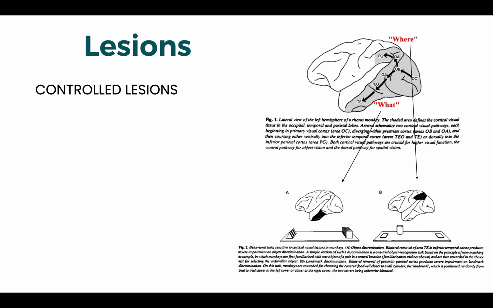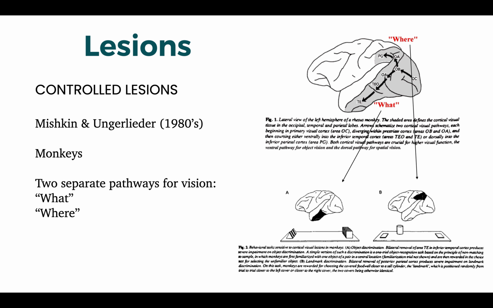The next really big study when we talk about controlled lesions is from Mishkin and Ungerleider. This is a very, very famous study in the world of vision. This happened in the 1980s, and they were working with monkeys. Essentially what they found is that there are two separate pathways for vision, a what pathway and a where pathway. So let me give you a quick rundown of how they did this.